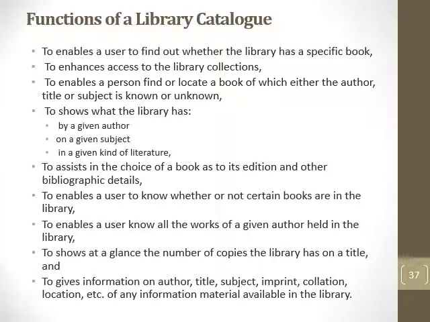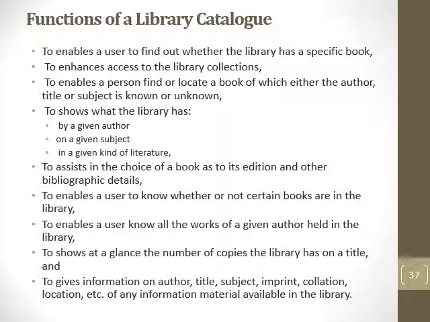Functions of a library catalog. There are many functions that the library catalog performs for users in the library. For instance, 1. It enables the user to find out whether the library has a specific book. 2. It enhances access to the library collections. 3. It enables a person to find or locate a book of which either the author, title, or subject is known or unknown. 4. It shows the user what the library has by a given author, on a given subject, or in a given kind of literature.